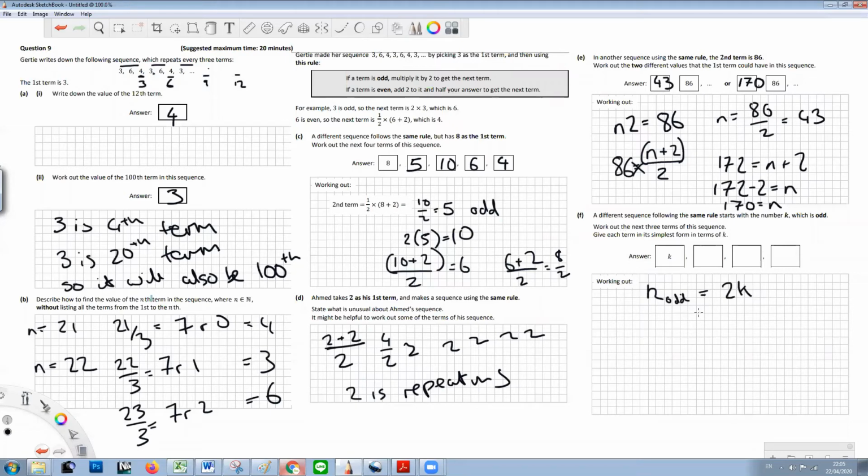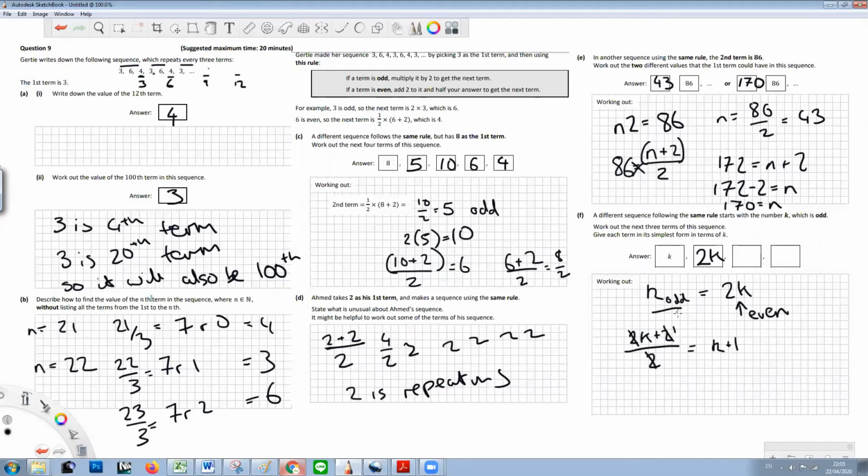Now, if we multiply 2 by anything, we're always going to have an even number, because 2 times 3 is 6, 2 times 4 is 8, 2 times 5 is 10, and so on. So this is going to be an even number. That's our second term. Our third term, because we have an even number, is going to be 2k plus 2, divided by 2. That effectively cancels, so it's going to be k plus 1.